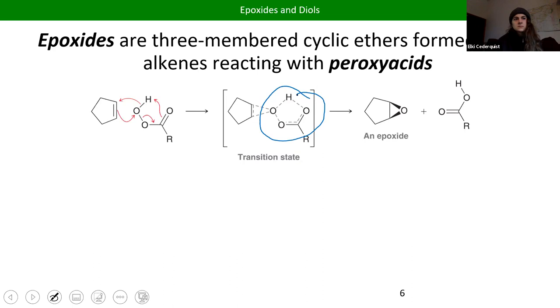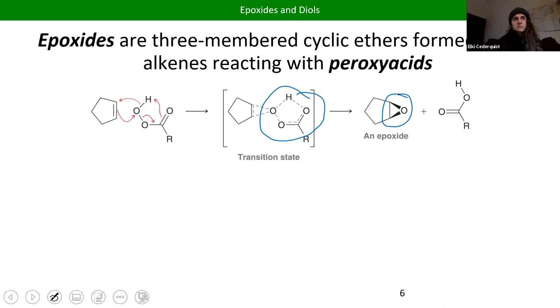Right? And so the epoxide functional group is a single oxygen bridging between two adjacent carbons. So it's sort of like an ether, except that we're adding an ether between two carbons that are adjacent to each other. All right, so that's what an epoxide is.